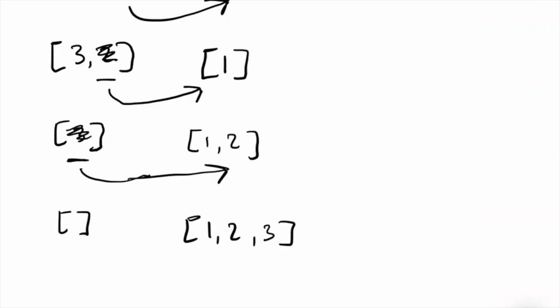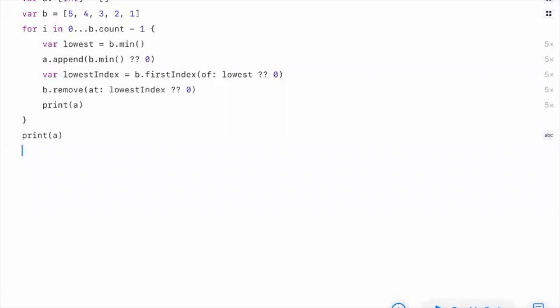Now let's examine the actual code in Swift Playgrounds. All right, this is the actual code in Swift Playgrounds, and we have a variable a right here, and it's just an empty array. And then we have our unsorted array right here, variable b. And we have a loop right here that goes from 0 to b.count minus 1, which is essentially just the number of elements in the array minus 1. And now let's get into what's actually in this loop.